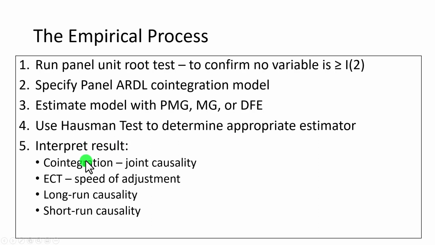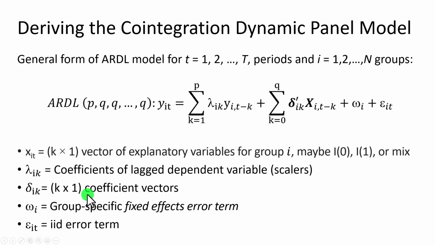And at that point, you're going to be talking about joint cointegration among the variables, discussing the speed of adjustment to long run equilibrium, which is going to be the coefficient of the error correction term, and then discussing long run and short run causality.